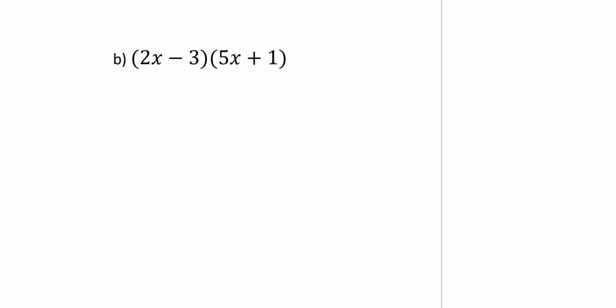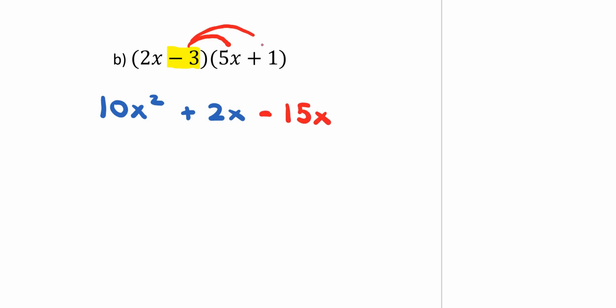For part B, we have a classic distribution FOIL question. So 2x times 5x is going to be 10x squared. Okay. And then we take our 2x and we multiply with a positive 1, so that's going to be positive 2x. Okay, and then we take our negative 3, and our negative 3 will multiply with the 5x, so that'll be negative 15x. And negative 3 times positive 1 will be negative 3.